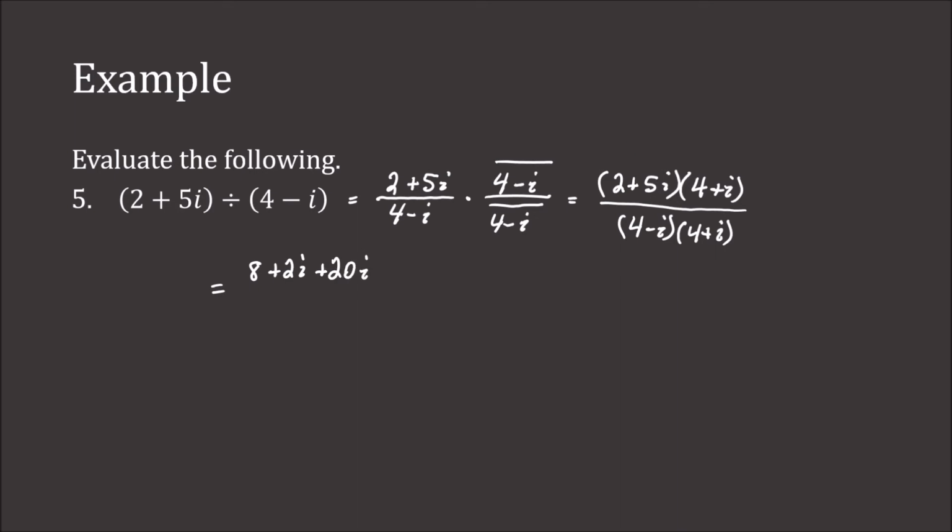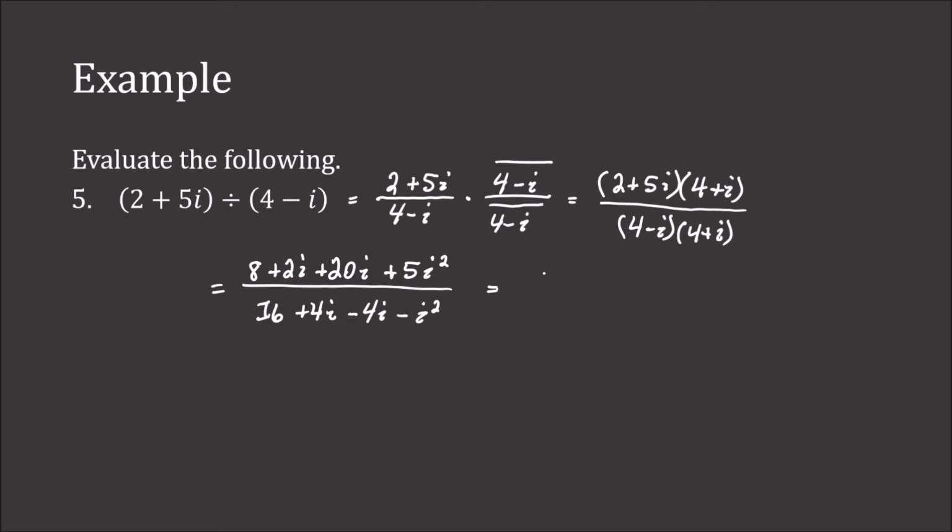And then plus 5i squared, all over. 4 times 4 is 16. 4 times i is plus 4i. Negative i times 4 is negative 4i. And then minus i times plus i is minus i squared.